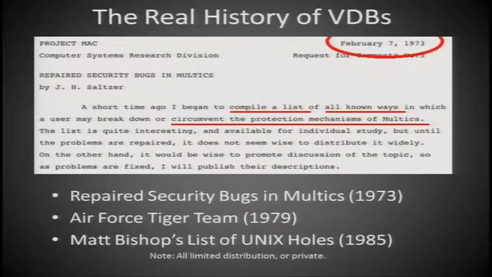You have the repaired security bugs in Multics. Who's ever used Multics? None of us. Are you pointing to someone?